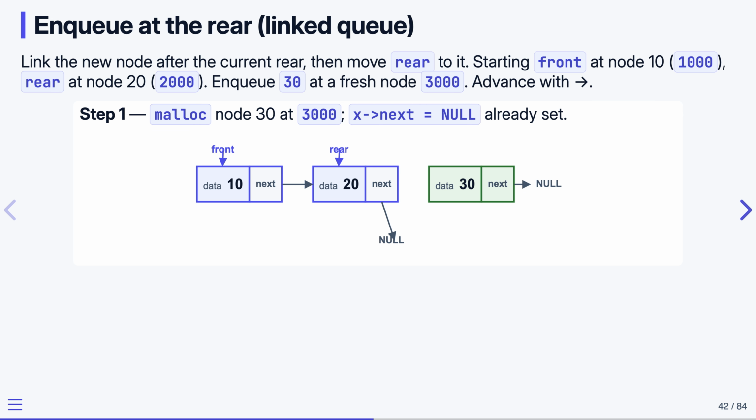To enqueue, we link the new node after the current rear, then move rear to it. That is 2 pointer writes and nothing has to move. Watch the new node in green.